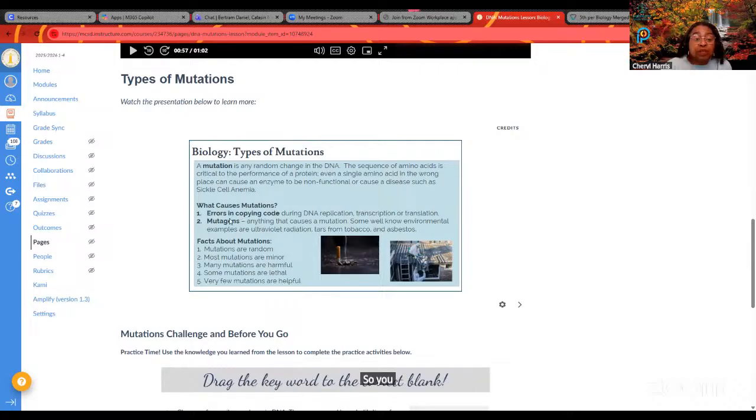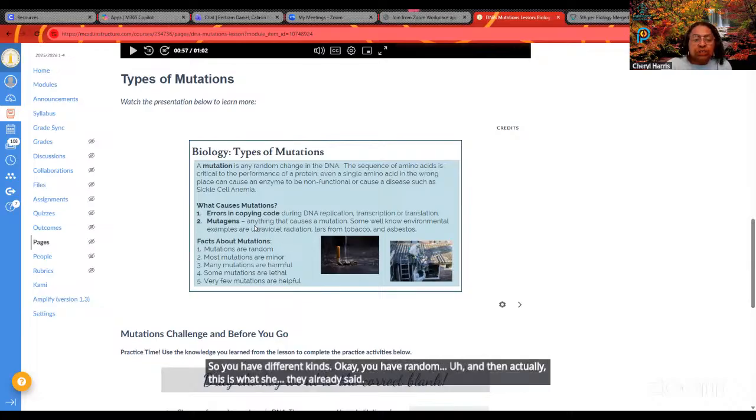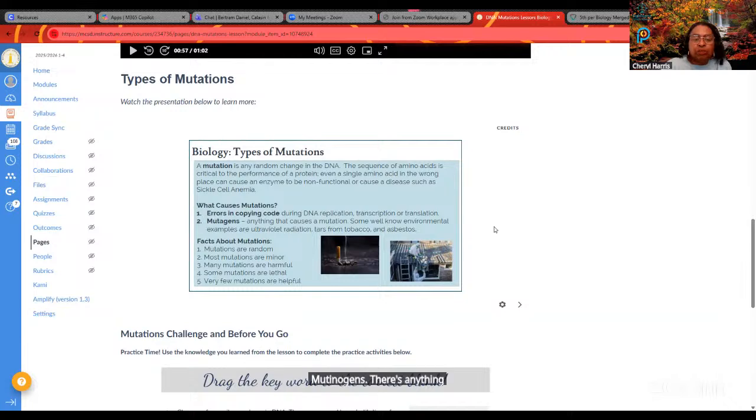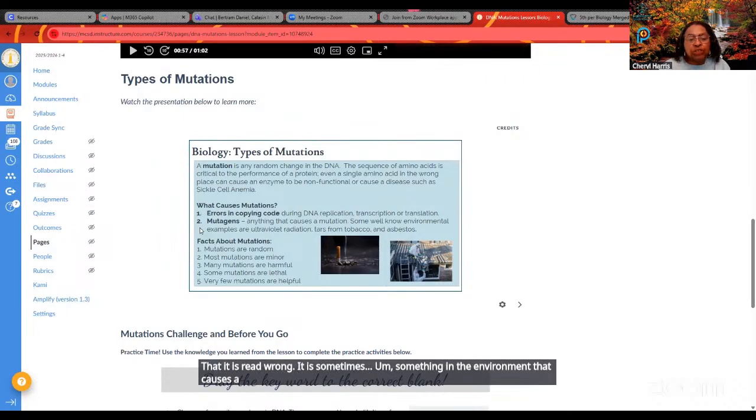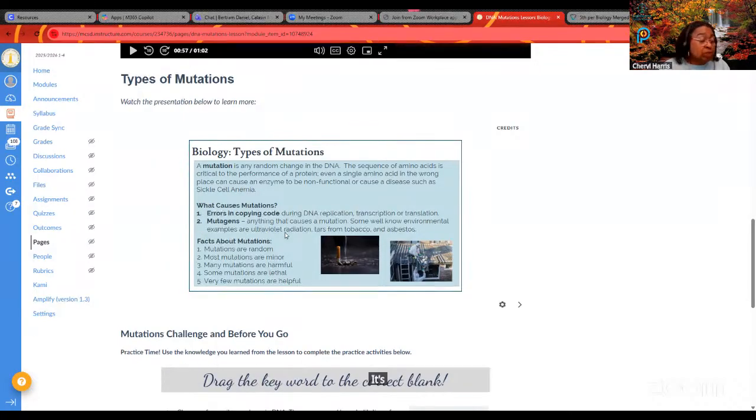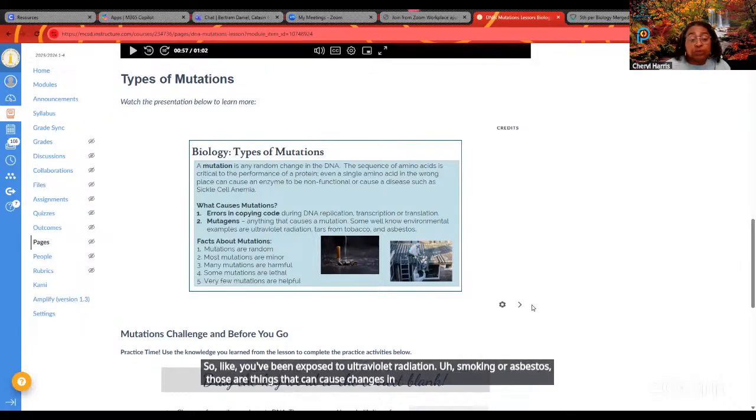So you have different kinds. Okay, you have random, and then actually this is what they already said. Mutagens. It's anything that causes a mutation. So sometimes it's not that it is read wrong. It is sometimes something in the environment that causes a change in your genetic information. So like you've been exposed to ultraviolet radiation, smoking, or asbestos. Those are things that can cause changes in your chromosomes. And if you change the chromosome, it changes the way the DNA is read.